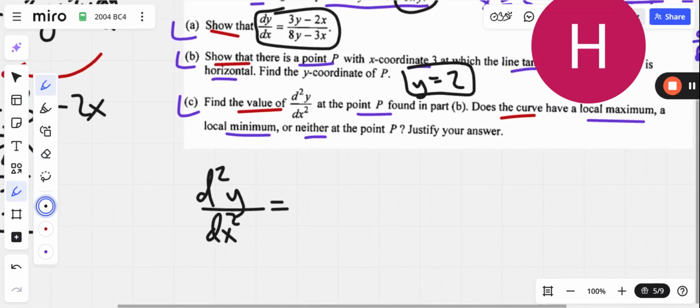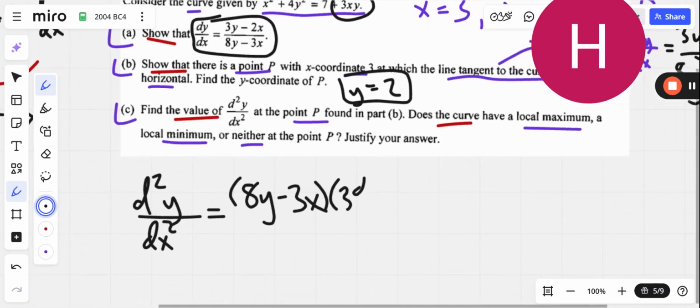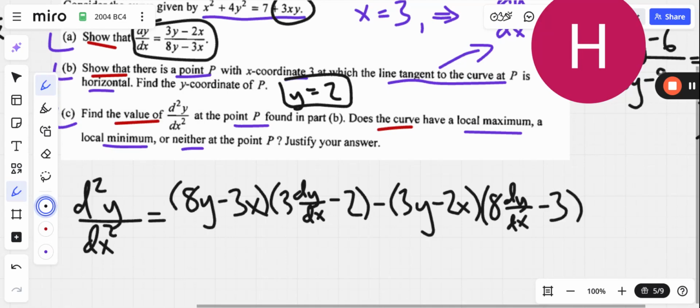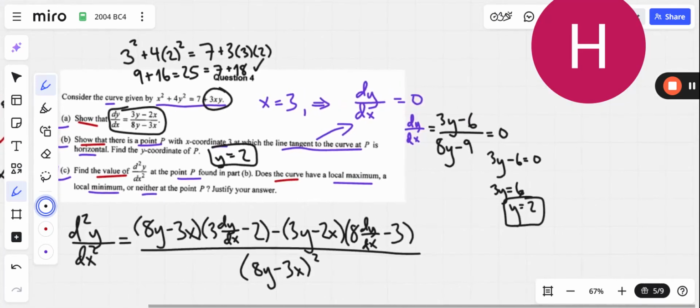Different ways to remember it. Some people do the sing-song, low d high minus high d low. So the derivative of the top, which is going to be 3 dy dx, and don't worry about the fact that dy dx is in all of these expressions, minus high d low. Don't worry about that dy dx in these, because we're going to have the value of dy dx. Isn't it 0? Yes, it is 0. So high d low is going to be 8 dy dx minus 3. And don't forget to square down below. 8y minus 3x squared.